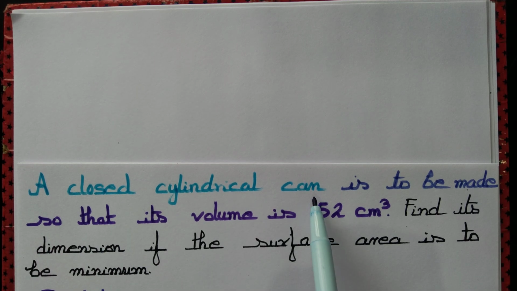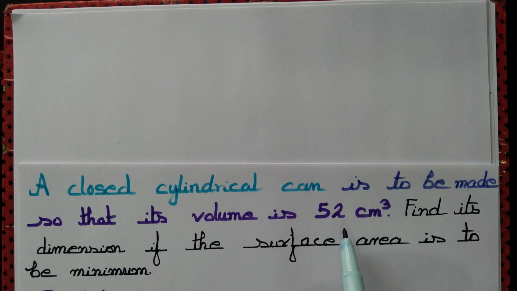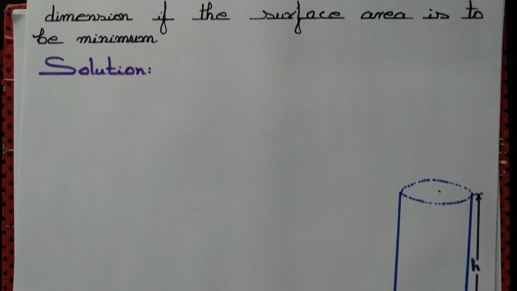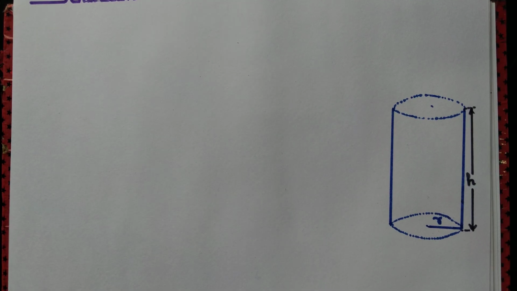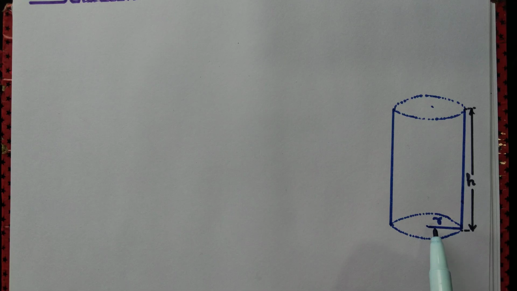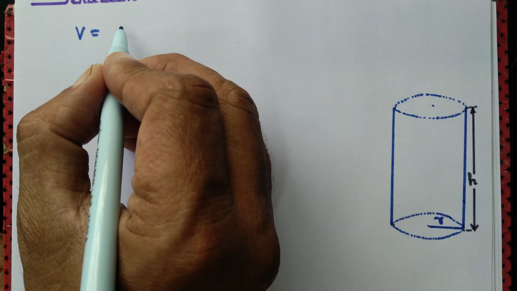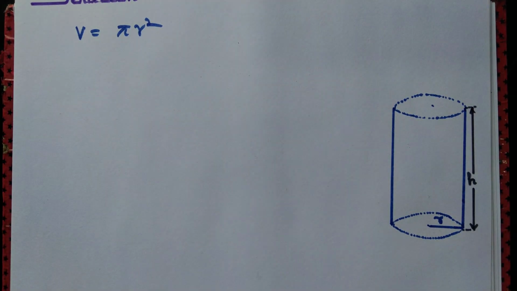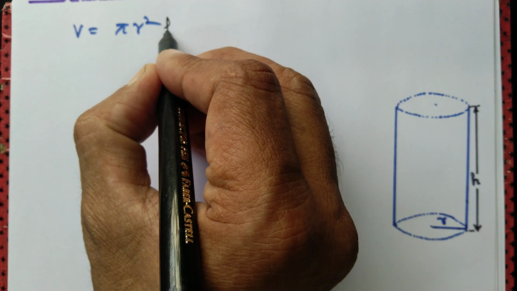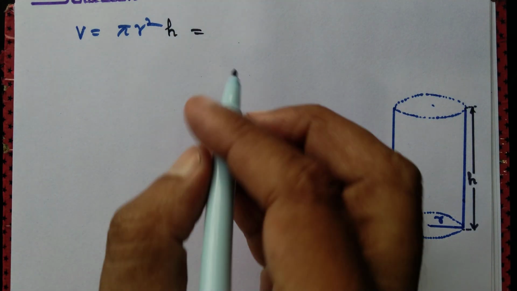A closed cylindrical can is to be made so that its volume is 52 centimeter cube. Find its dimensions if the surface area is to be minimum. So, we have a cylindrical can with volume 52 centimeter cube, height h and radius r. We know the formula for volume: volume equals pi r square times h, which is given to be 52.